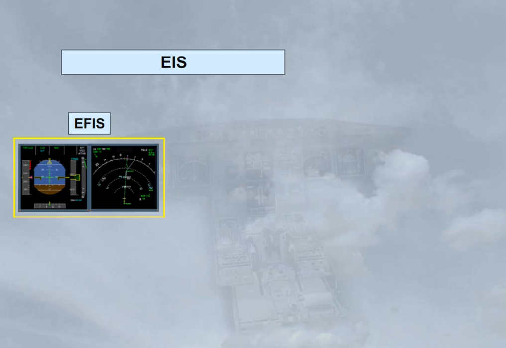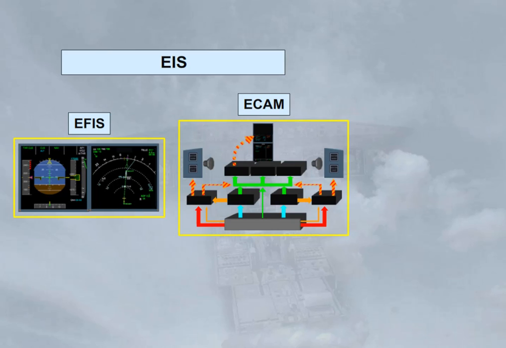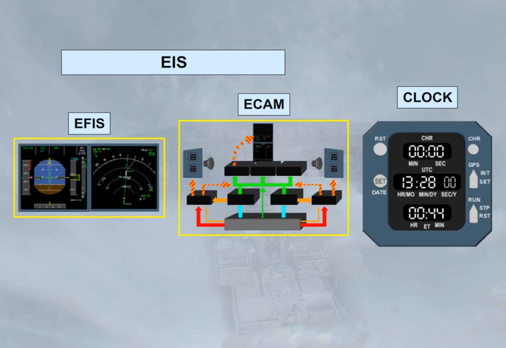In this module, we introduced you to the electronic instrument system with its two subsections, the EIS and the ECAM, and to the clock. In the next modules, we will concentrate mainly on the ECAM system, and then, later on in the course, we will look at the EIS displays in greater detail.